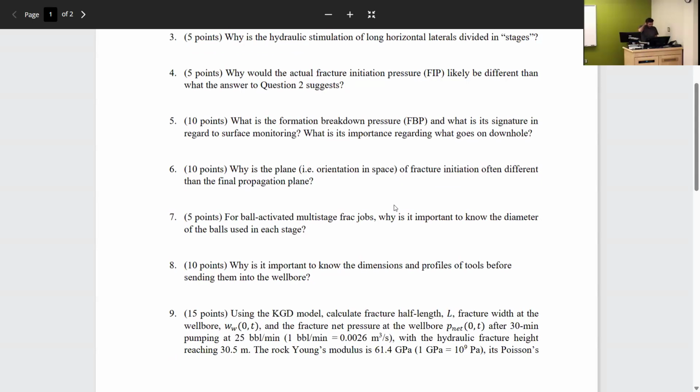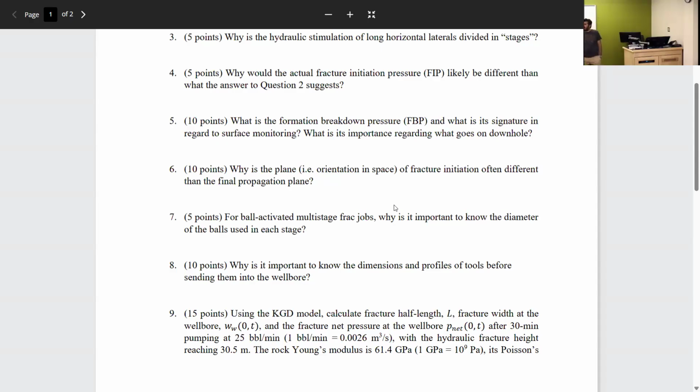Using the KGD model, calculate fracture half length, L, fracture width at wellbore, w(0,t), and fracture net pressure at the wellbore, P_net, after 30 minutes of pumping at 25 barrels per minute. 1 barrel, I'm giving it to you as 0.0026 cubic meter per second, with the hydraulic fracture height reaching 30.5.